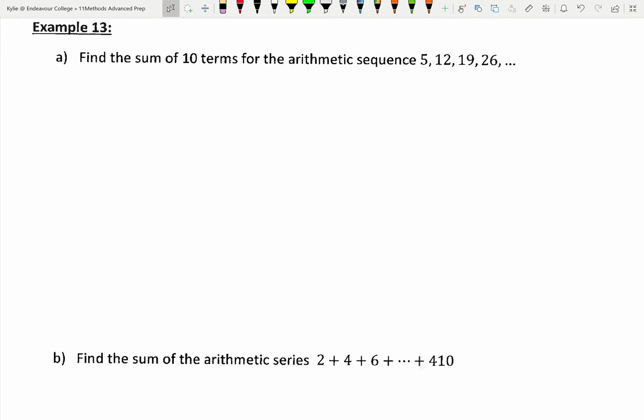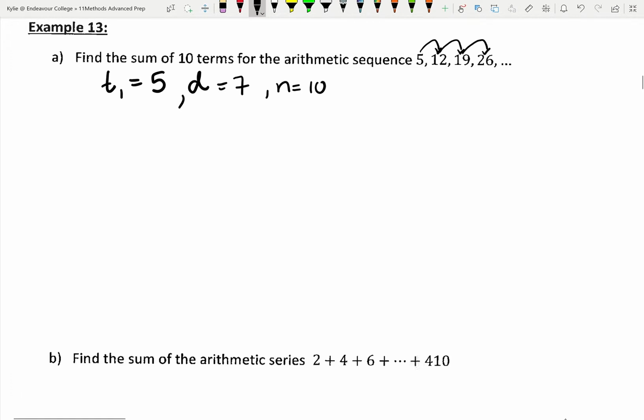You'd lose lots of marks for not using the rule. So we need to use the rule. They all involve T1 or D or N and so on. So let's start by finding T1, and that's 5. D: 5 plus 7 is 12, plus 7 is 19, plus 7. So D is 7. We've got our first term, we've got our D, we've got our N, which is equal to 10. So we're going to use, I think, the second version of the rule that we looked at. We'll write the rule.